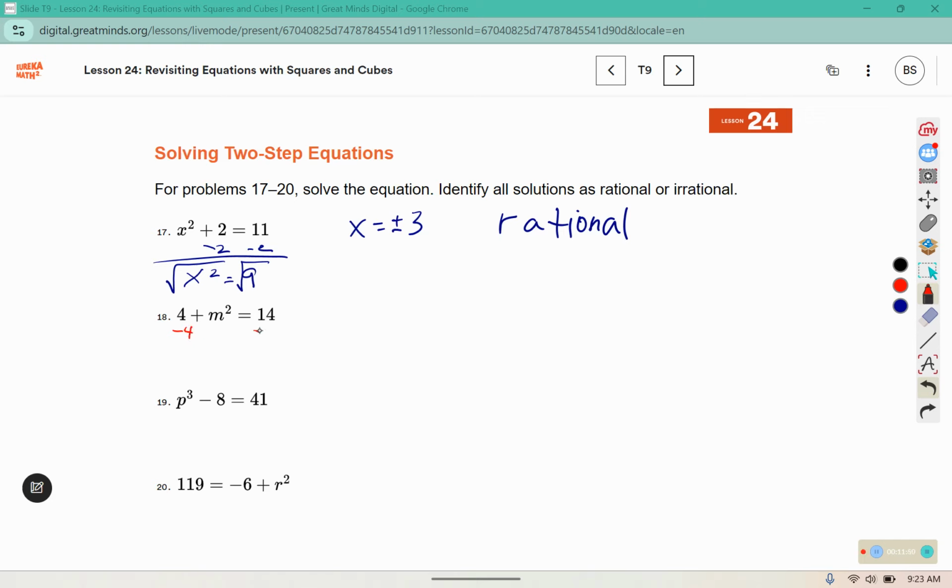Subtract 4. M squared equals 10. Square root both sides. M equals the positive or negative square root of 10. 3 times 3 is 9, and 4 times 4 is 16. So M is not going to come out to a perfect square, which means it will be irrational.